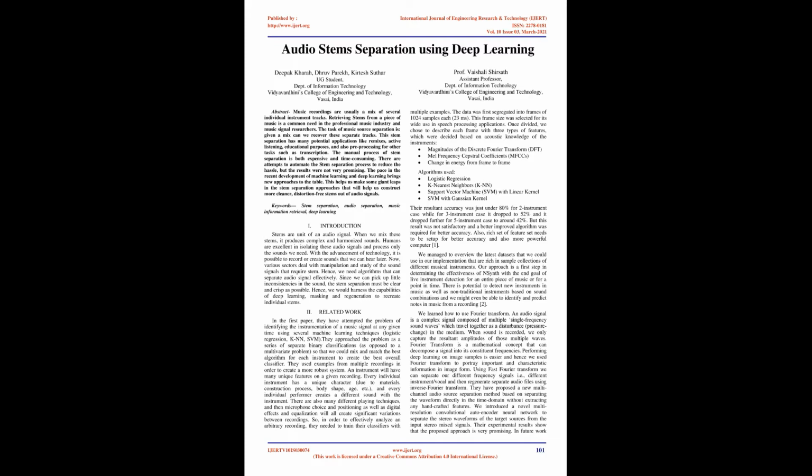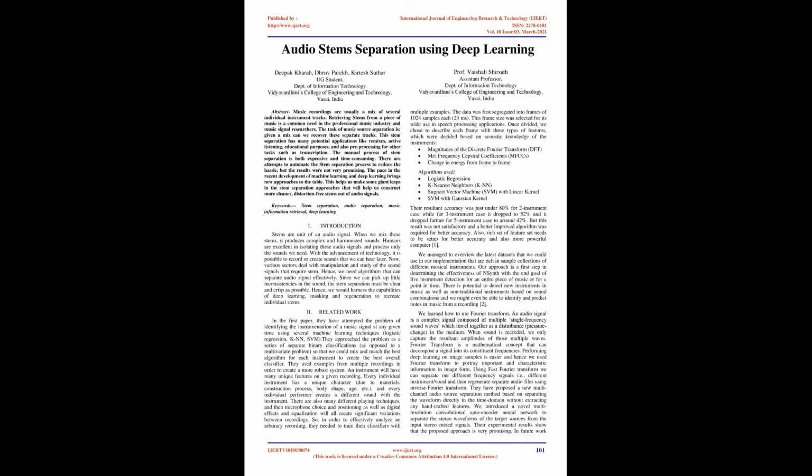The data was first segregated into frames of 1024 samples each, 23 milliseconds. This frame size was selected for its wide use in speech processing applications. Once divided, they chose to describe each frame with 3 types of features, which were decided based on acoustic knowledge of the instruments: magnitudes of the discrete Fourier transform, DFT; Mel frequency cepstral coefficients, MFCCs; and change in energy from frame to frame.